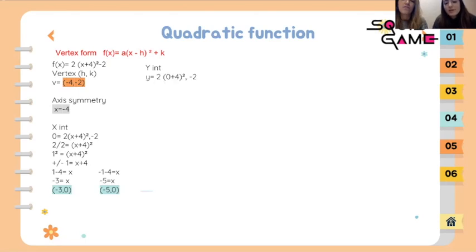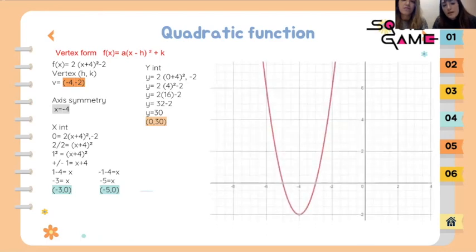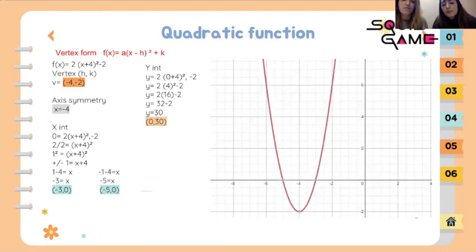Then the y-intercept: we replace the value of x with 0. And we have 2 multiplied by 4 squared minus 2. Then we solve: 2 multiplied by 16 minus 2, 32 minus 2, and we got y equals 30, and the y-intercept is (0, 30). Then it's time to plot. On the graph, the domain is minus infinity, infinity, and the range is minus 2, infinity.